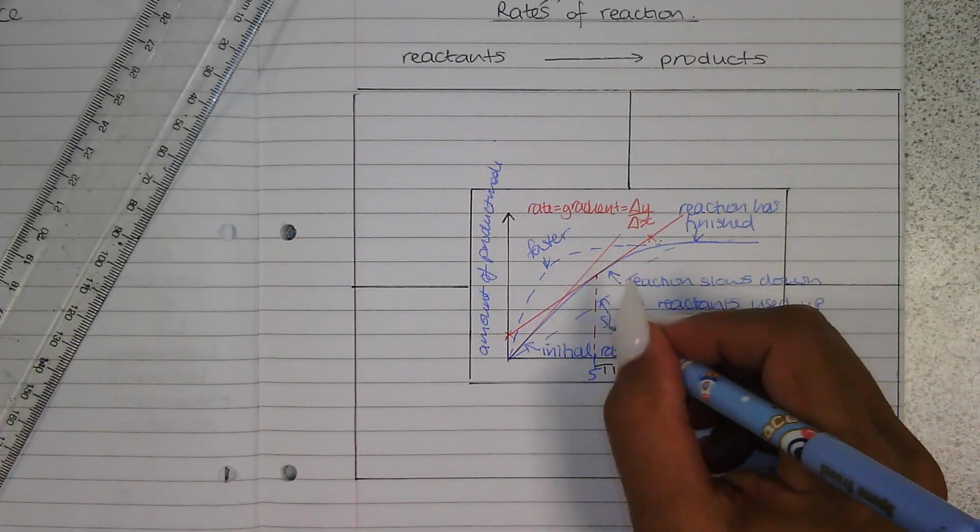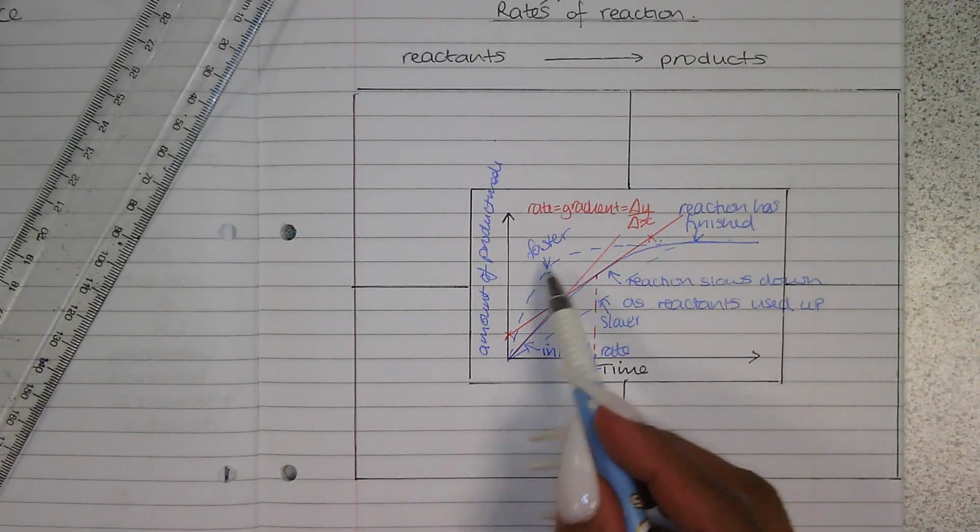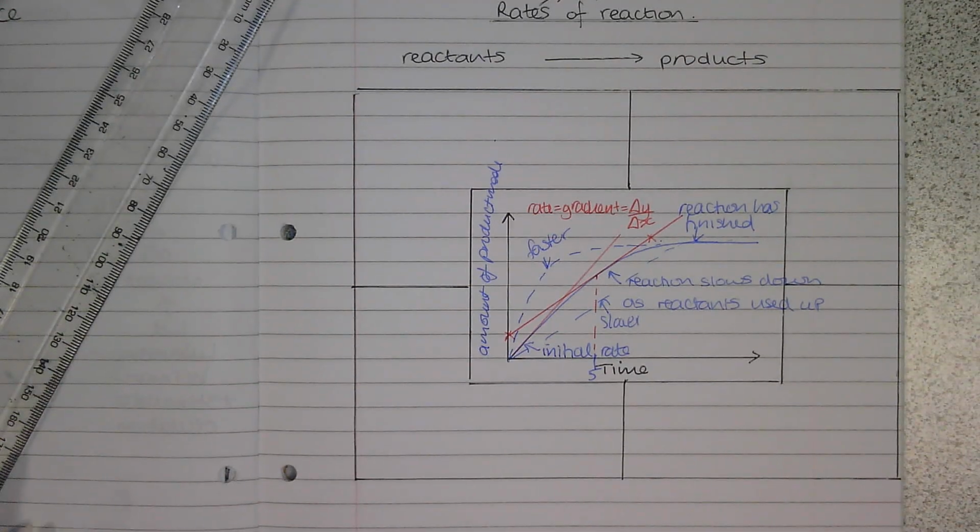This one would be slower. So in line with this being faster, how can we actually increase the rate of reaction? Let's go back to basics. Why does a reaction happen in the first place?